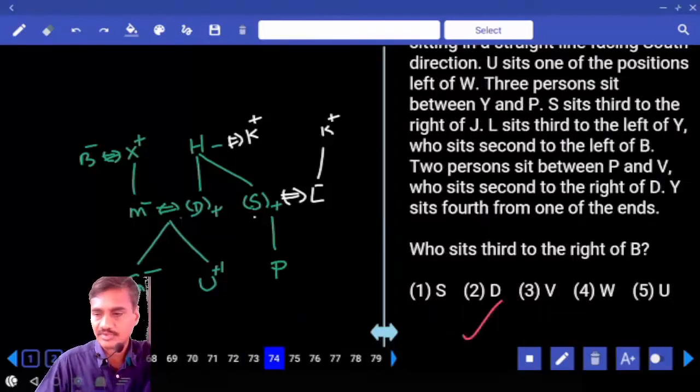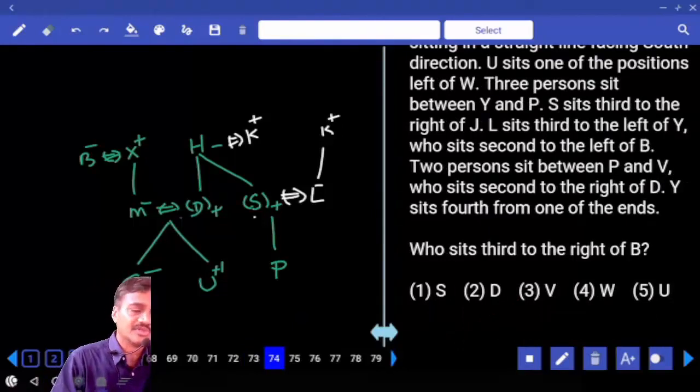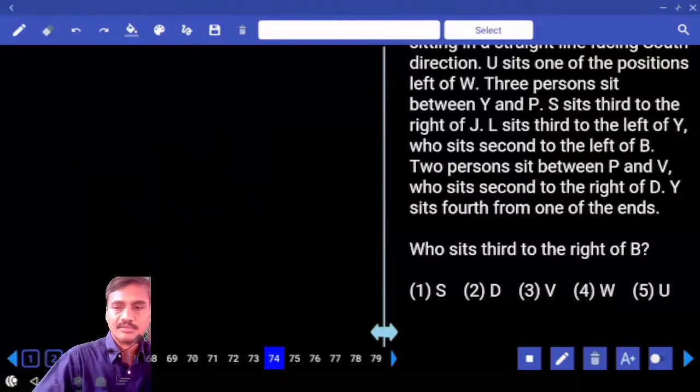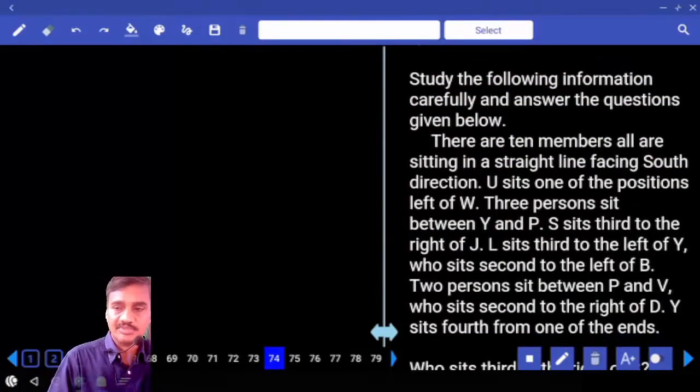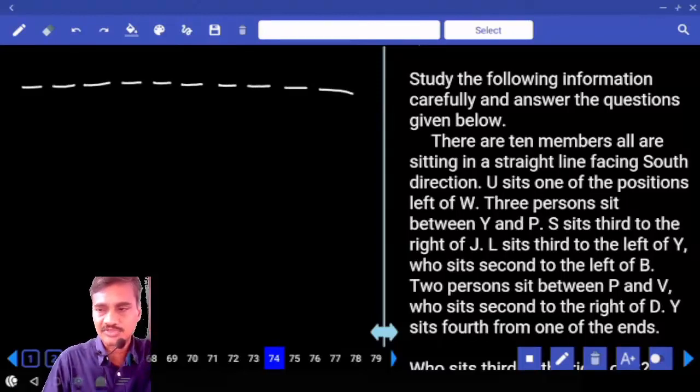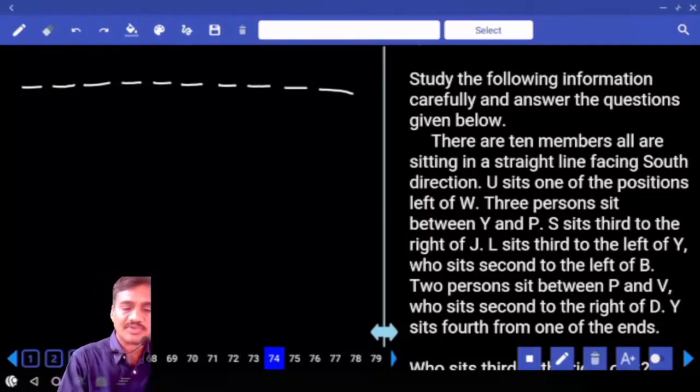And next one, 74. From 74 onwards, it is based on seating arrangement. How many persons are there? There are 10 members. They are seated in a row facing towards which direction? South. All these 10 persons are facing south. Then 1, 2, 3, 4, 5, 6, 7, 8, 9, 10. And next, U is one of the positions to the left of W. If W is here, U is here, because these positions are facing south and its left is towards our right hand side.